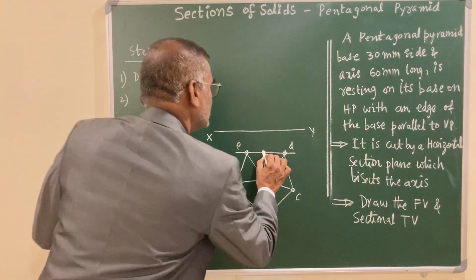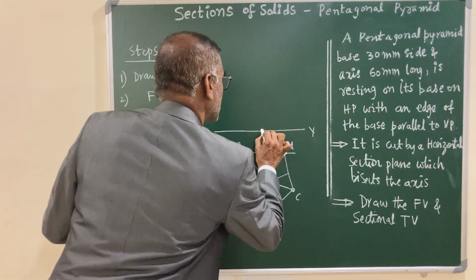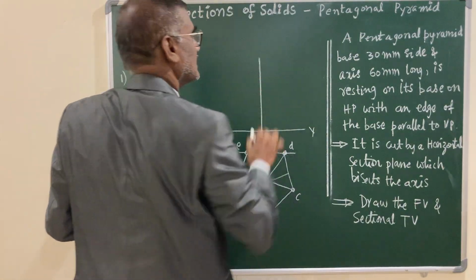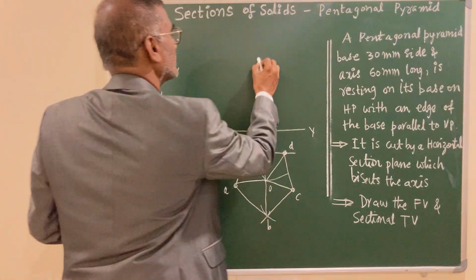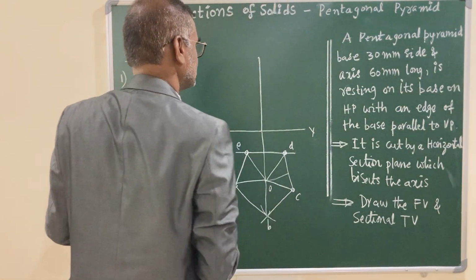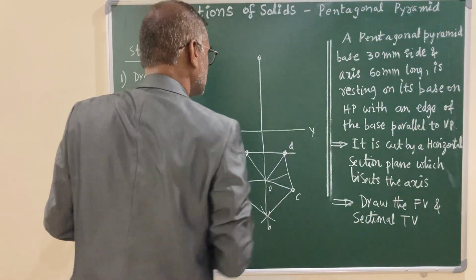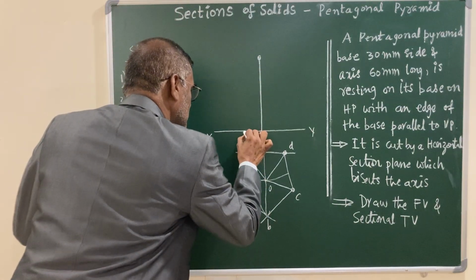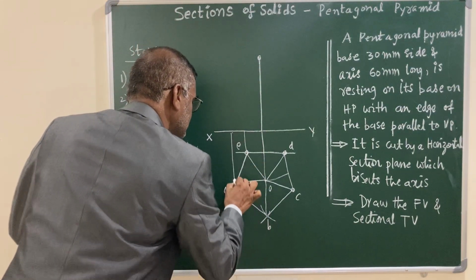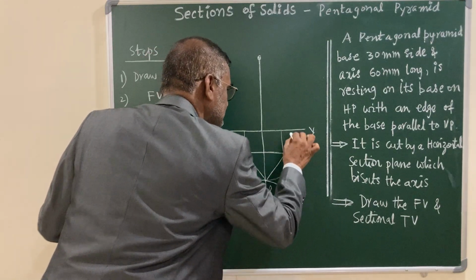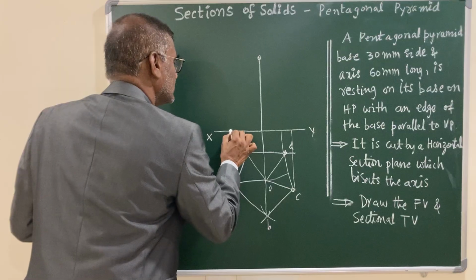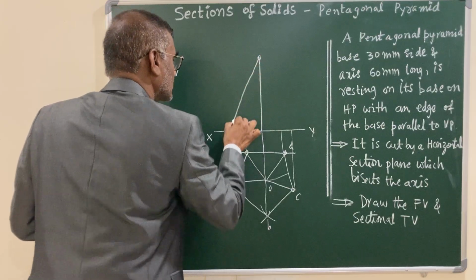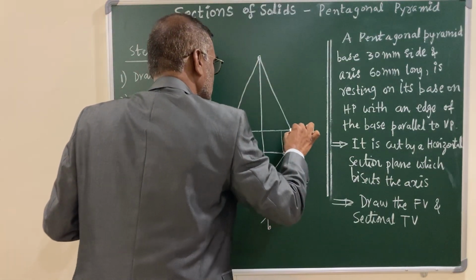So now you draw the projector from the axis and measure the height of the pyramid, that is 60 mm. It's given. Locate this point, that is your apex. You have located the apex and draw the projectors from each corner and join with the outer, because outer are visible.